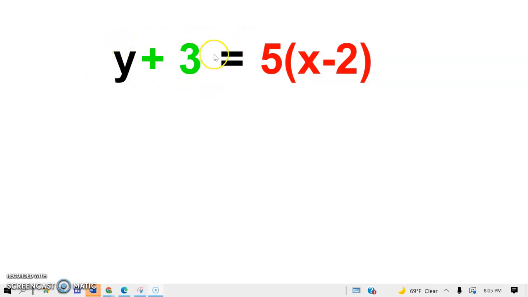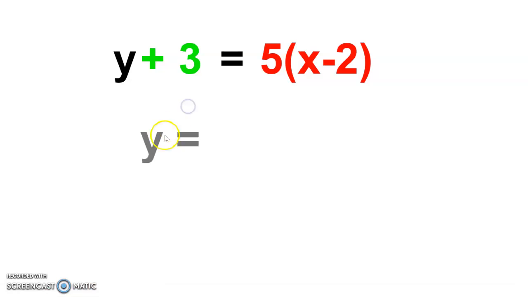If you look over here on this side of the equal sign, we don't have an x value. So our goal is to have it as y equals. So we have a y here and an equals here. What is in the way? The plus 3. So this is just a one-step deal.